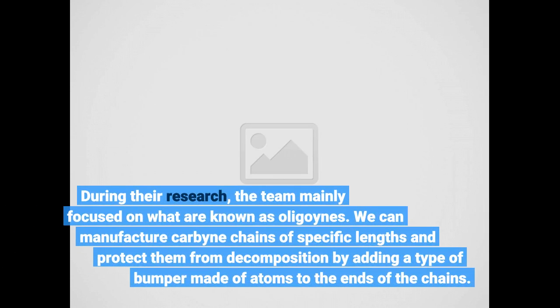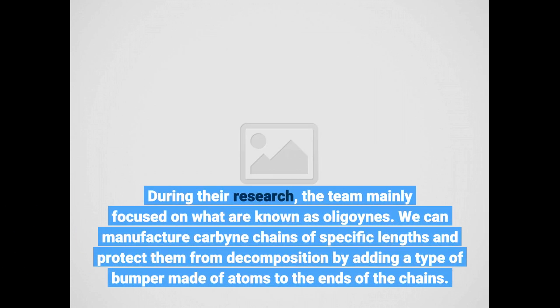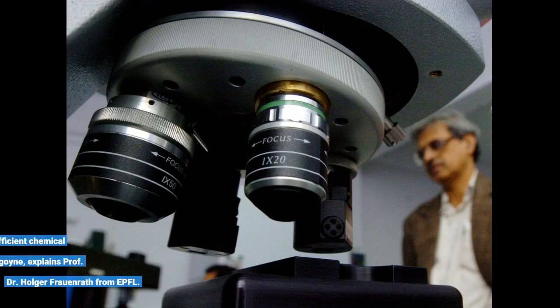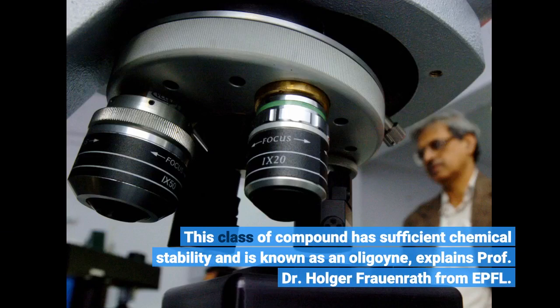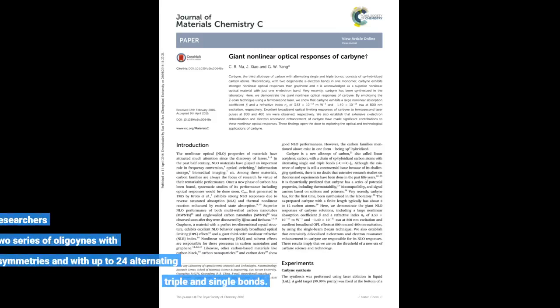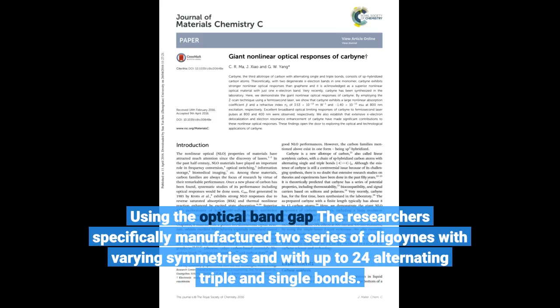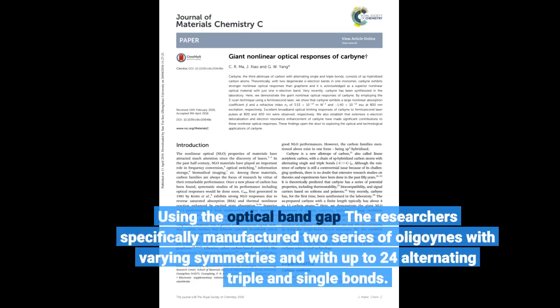During their research, the team mainly focused on what are known as oligoenes. We can manufacture Carbyne chains of specific lengths and protect them from decomposition by adding a type of bumper made of atoms to the ends of the chains. This class of compound has sufficient chemical stability and is known as an oligoene, explains Professor Dr. Holger Frauenrath from EPFL. Using the optical bandgap, the researchers specifically manufactured two series of oligoenes with varying symmetries and with up to 24 alternating triple and single bonds.